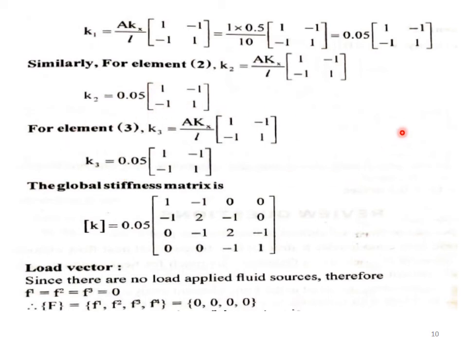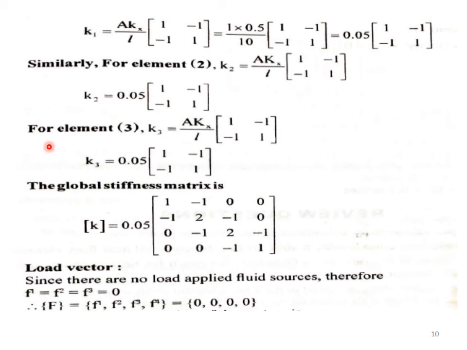Here all the three elemental stiffness matrices, you will be getting the same value because the area is same, the cross section is same, and the length is also same, and the kx is same for all the three elements. Okay, so all the three elemental stiffness matrices will be getting the same value of 0.05, 1, minus 1, minus 1, and 1. Okay, so next is the global stiffness matrix.